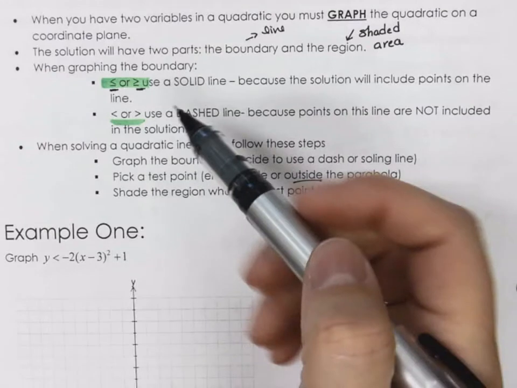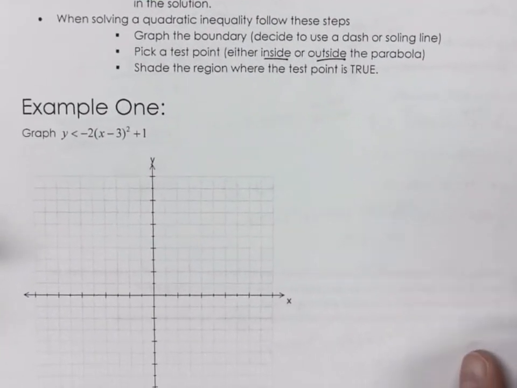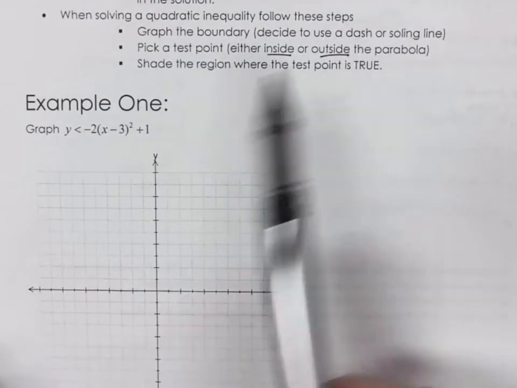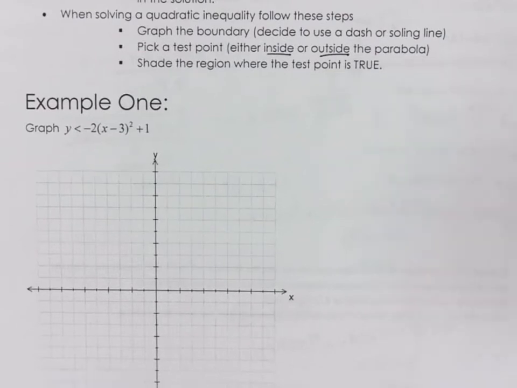Same rules apply for the boundaries as they did in 9.1. I'm just summarizing so that my video is complete. Picking a test point inside or outside, like I said, when we graph, it'll make more sense. Shade the region where the test point is true.